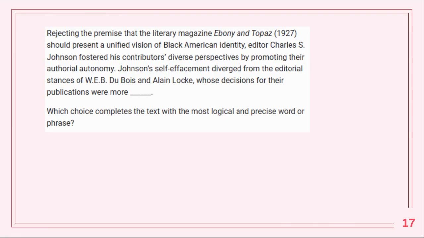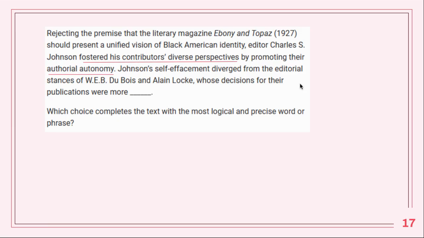Okay, so what are we talking about? We're talking about one magazine about the Black American identity, and this editor Charles, he fostered diverse perspectives in his magazine, and he promoted their authorial autonomy. So autonomy means freedom. He gave his authors a lot of freedom to write about their own diverse lives, diverse opinions and perspectives, because he didn't believe that everything in his magazine should be talking about the same perspective. He doesn't want a unified vision of the Black American identity. So he gave his authors more freedom to write about different perspectives, different experiences, right?